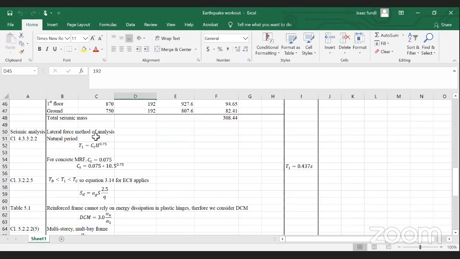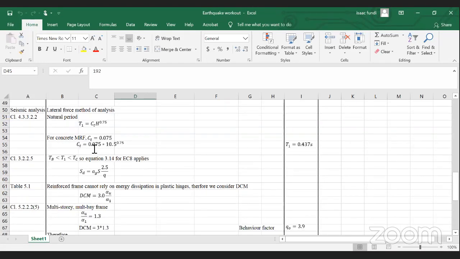I'm following the lateral force method of analysis, where the first thing I obtained is the natural period, as expressed in that formula. Here we are told that we are using a reinforced concrete structure. Under clause 4.3.3.2.2, the code provides that if you're dealing with a concrete structure resisting the moment, so this is a concrete moment resisting frame, the value of CT is given as 0.075. Of course, other values are given there depending on the kind of moment resisting frame. Out of it, we can calculate the value of T1, the natural period.